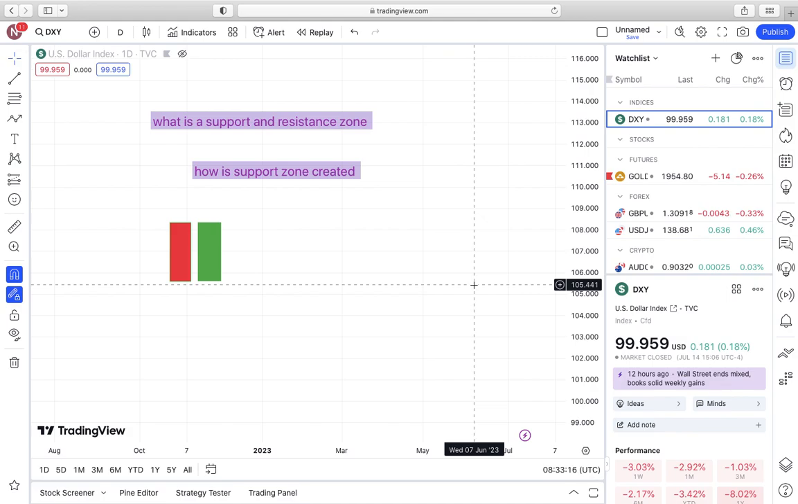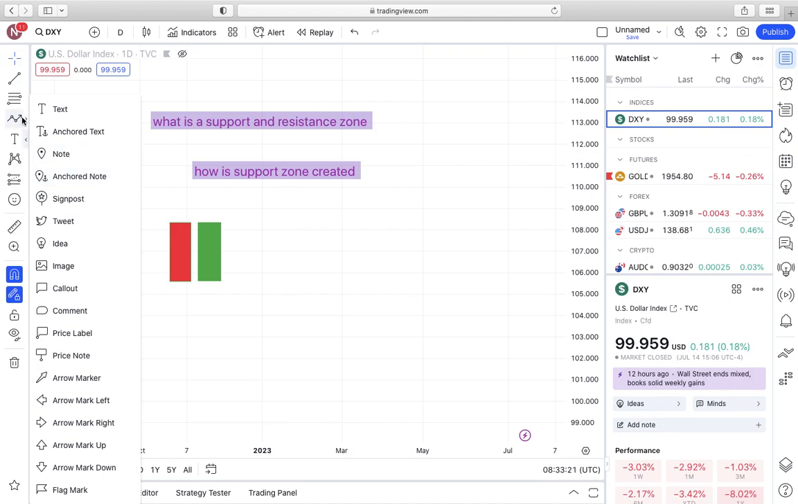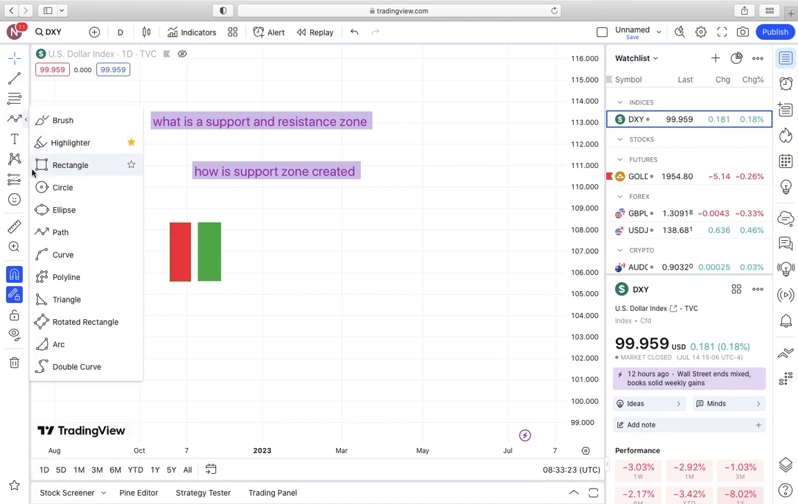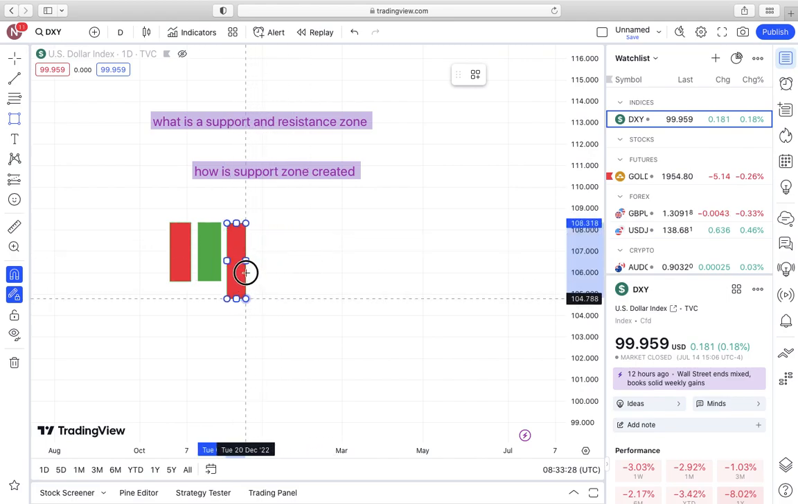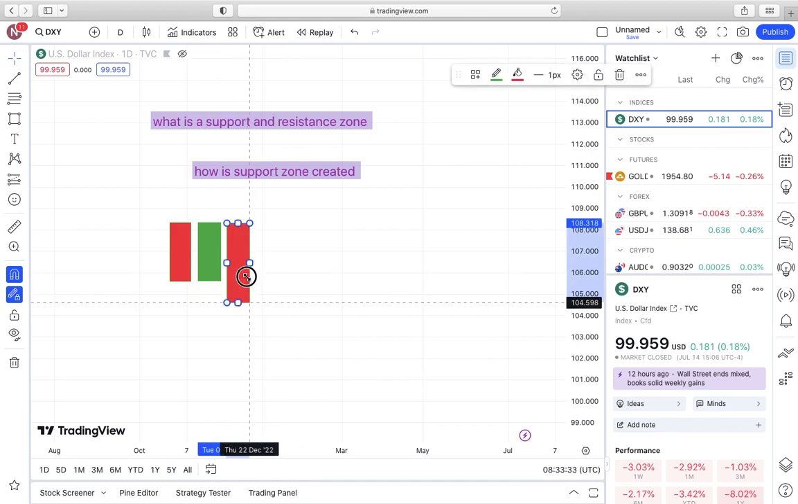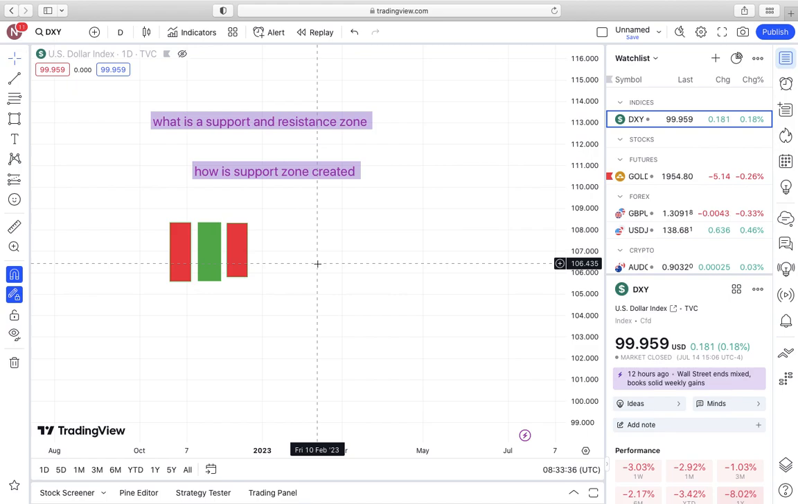And how is this support zone violated? A support zone is violated when the market prints a bearish candle followed by a bullish candle, then followed by another bearish candle at the same key zone. I hope you take that home. I've said, how is this support zone violated? It is violated when a bearish candle is printed, followed by a bullish candle, then another bearish candle is formed at the same key zone.